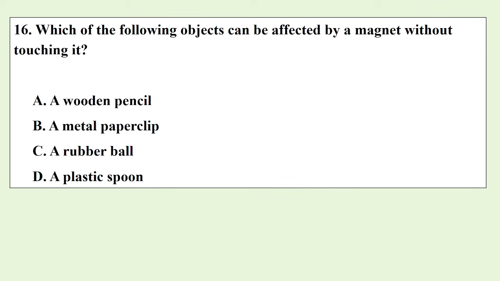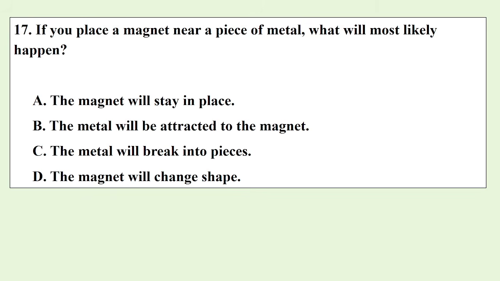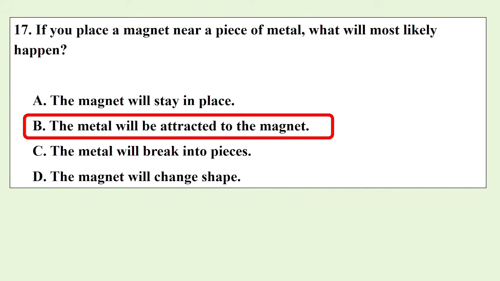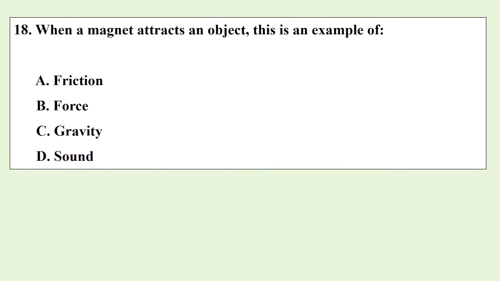Which of the following objects can be affected by a magnet without touching it? If you place a magnet near a piece of metal, what will most likely happen? When a magnet attracts an object, this is an example of.